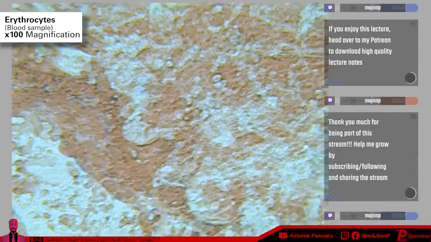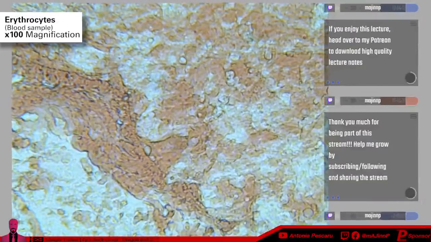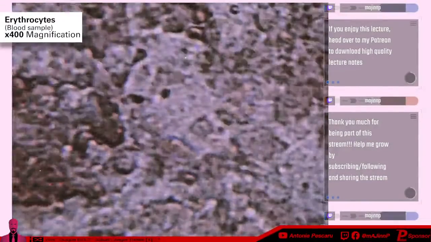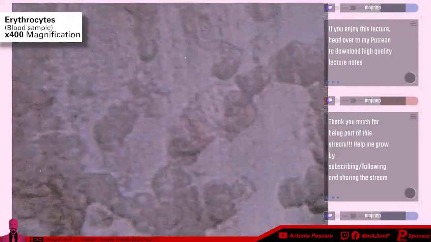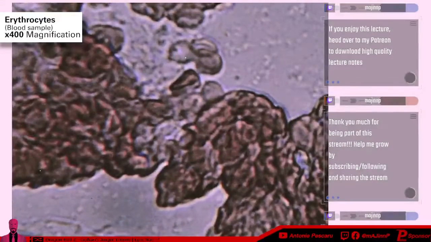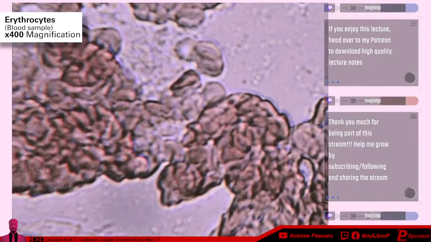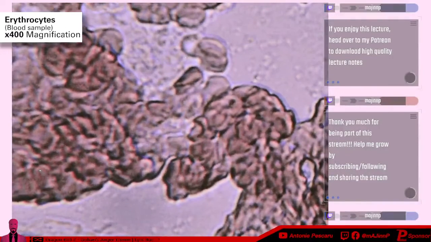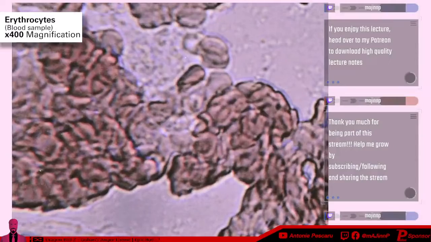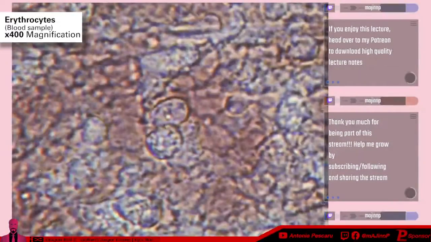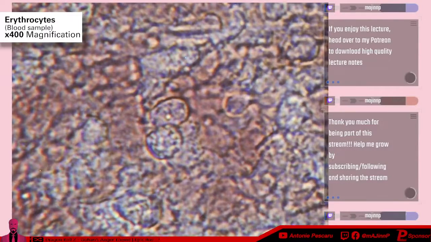This is what you're seeing as well. This is 400 magnification, if I'm not mistaken. I'm trying to see if I can find really good red blood cells at this point. As you can see, these are clumps. This is what kind of happens when you prick yourself. You're just going to get these clumps eventually of red blood cells.